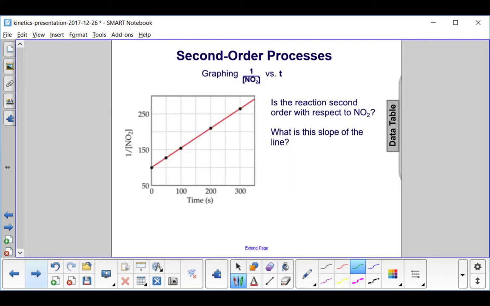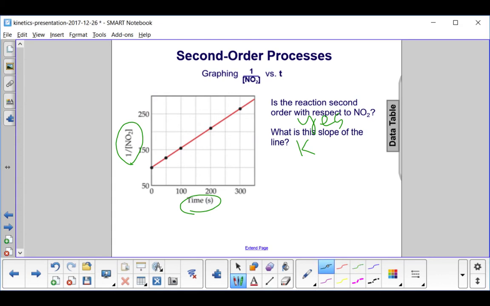However, if I plot 1 over concentration of NO2 versus time, I do get a straight line, okay? So is this reaction second order with respect to NO2? The answer is yes. And now we can find the slope of the line. The slope of the line is equal to k, so we can calculate k. Okay, so let's go ahead and calculate the slope of this line.